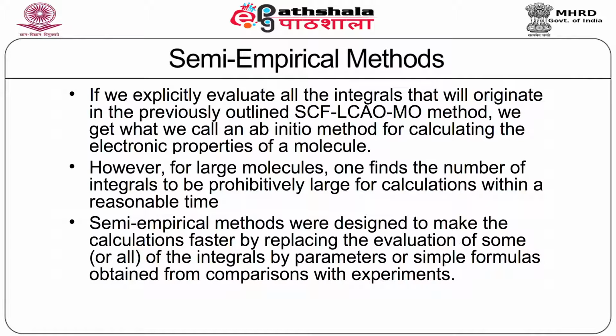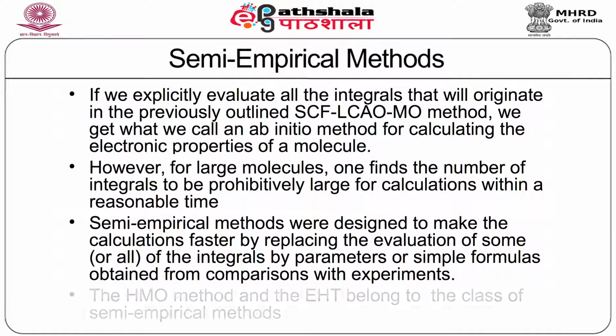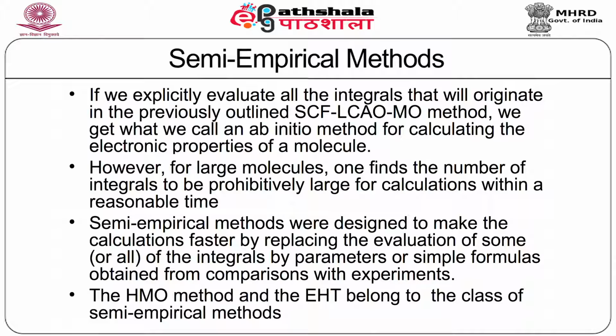Semi-empirical methods were designed to make the calculations faster by replacing the evaluation of some or all of the integrals by parameters or simple formulas obtained from comparisons with experiments. The Huckel molecular orbital method and the extended Huckel theory belong to the class of semi-empirical methods.